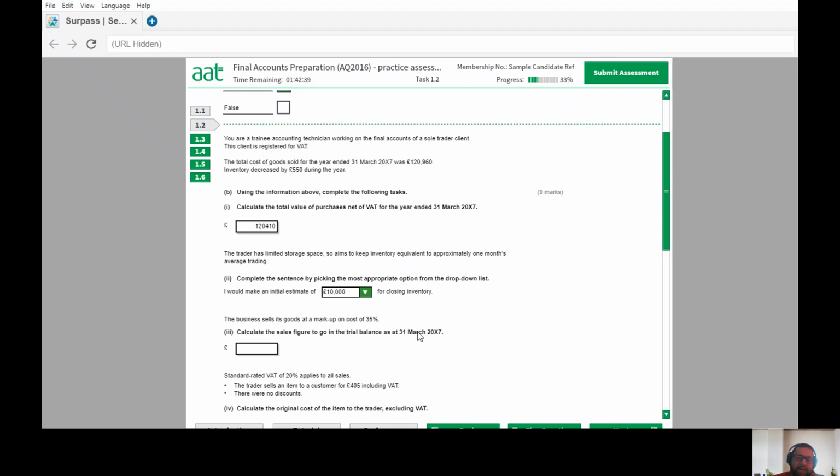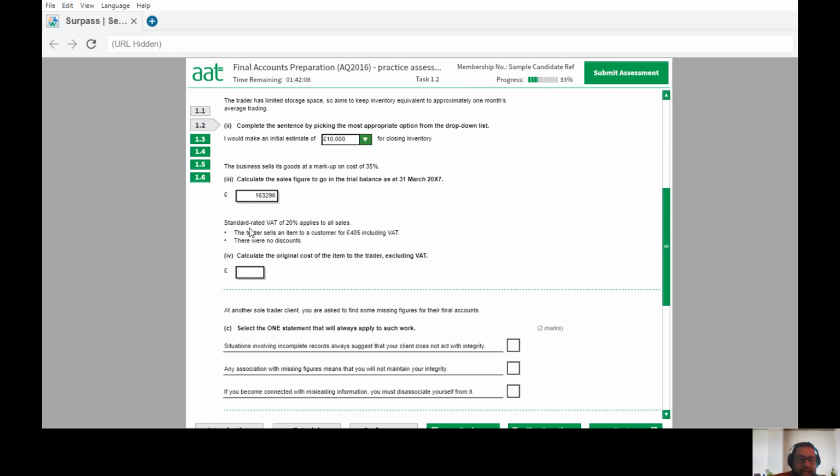So what is the formula again? Cost of sales is going to be 100% when it comes to markup. So therefore, if you know that is your cost of sales, markup by 35%, you're going to multiply by 1.35. So 120,960 multiply by 1.35. And the sales figure, I'm going to put it down here as 163,296. Okay.